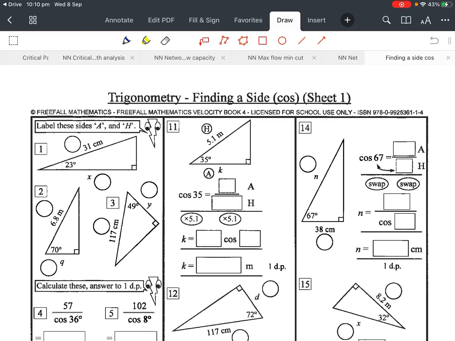Hi, year 10. I'm going to go over COS. I'm going to go over the sine sheet in Zoom. So if you get up to the sine sheet and you want to know how to do it, can you watch the sine or the Zoom video once I'm finished here? But just remember, this one is COS.